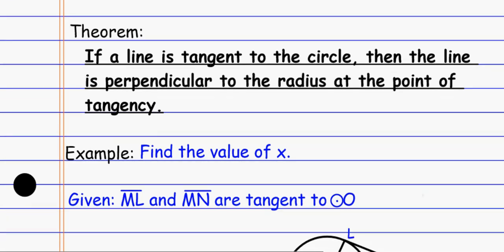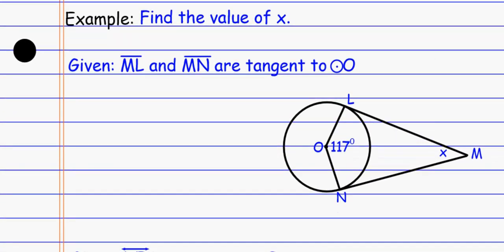For example, look at this one. It says find the value of x, given ML and MN are tangent to circle O. If I have circle O, right away, OL is a radius, and ON is also a radius, just by the definition of a radius going from the center to the outside of the circle. Since this is a tangent line and this one down here is also a tangent line, we automatically know that this has to be a 90-degree angle, and this has to be a 90-degree angle.